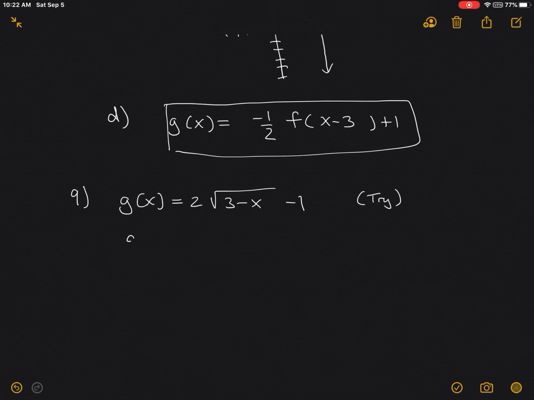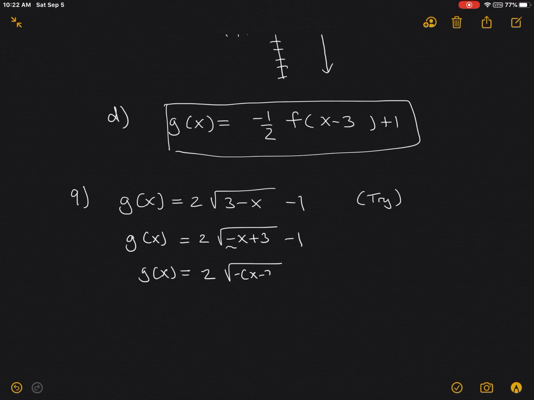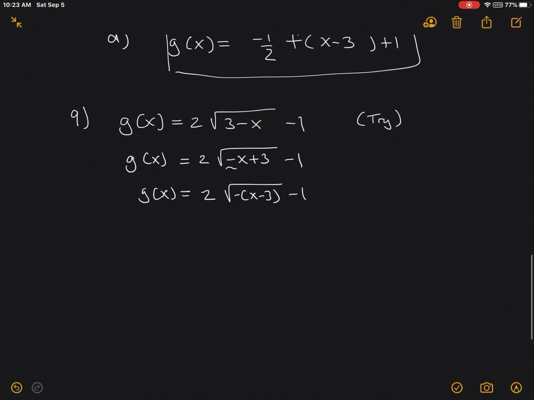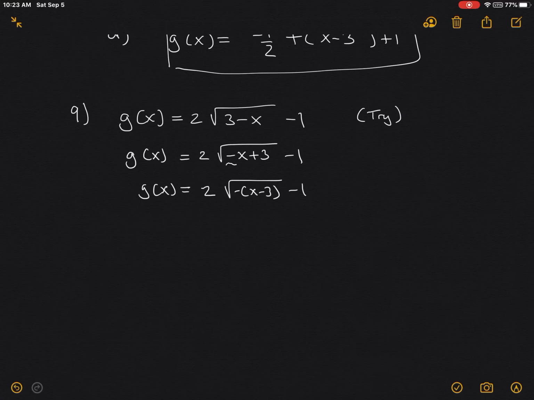All right, so hopefully the first thing you did before even attempting this problem is I'm going to rewrite this as negative x plus 3 minus 1. And g of x is 2. I don't like this negative in front here. I'm going to factor it out. So kind of like similar to the previous example, I believe it was example number 1 on problem number 4.